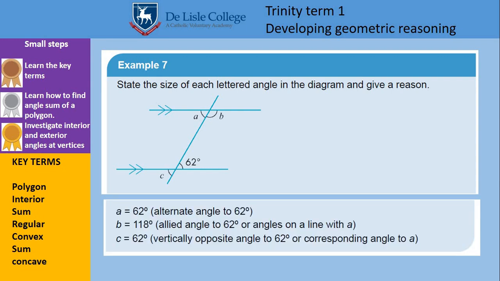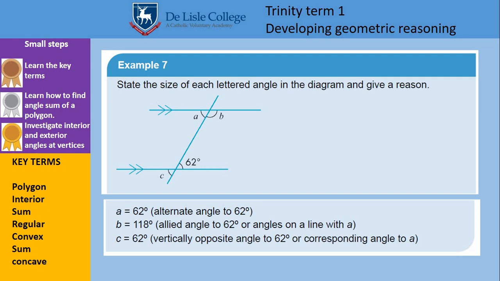Okay, so we could say angle A is 62 degrees because that is an alternate angle to 62. You can see how that creates a Z shape. B is an allied angle, so that's our co-interior, those two together must add up to be 180 degrees.